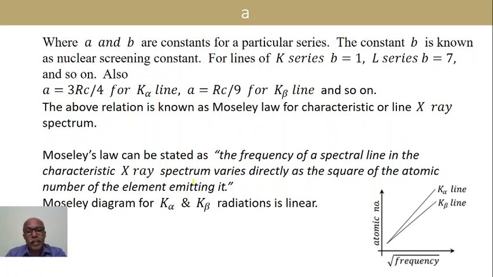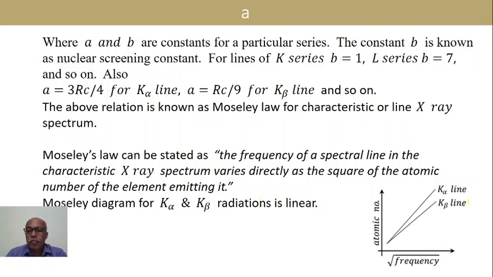And the law can be stated as the frequency of spectral line in the characteristic X-ray spectrum varies directly as the square of the atomic number of the element emitting it. The frequency of spectral line in the characteristic X-ray spectrum is directly proportional to the square of the atomic number of the element which is emitting this particular characteristic X-ray spectral line.